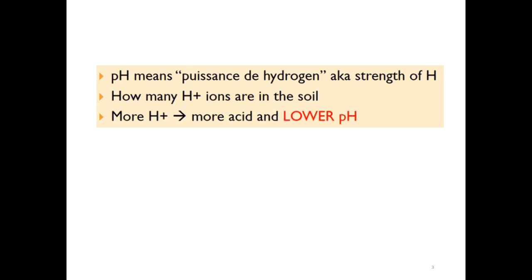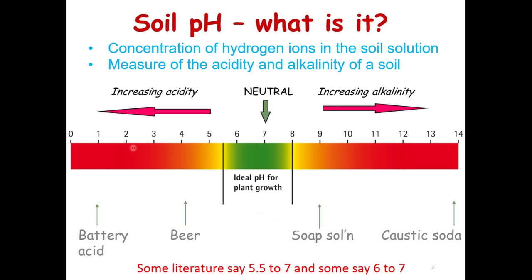But it could be a little bit confusing. When we have more hydrogen ions, we have more acidity but low pH values. Therefore, soil pH is the measure of the acidity and alkalinity of the soil. 7 is the neutral one. As we go less than 7, that would be acidic. As we go more than 7, that would be alkaline.